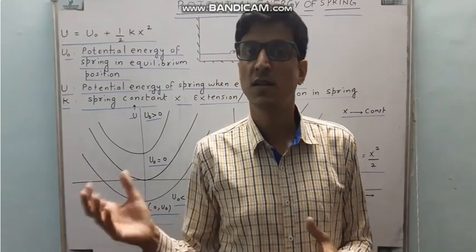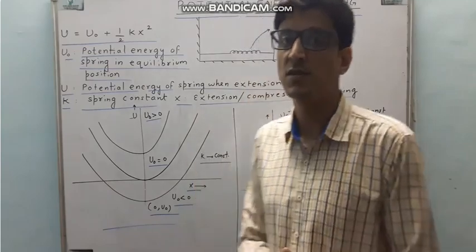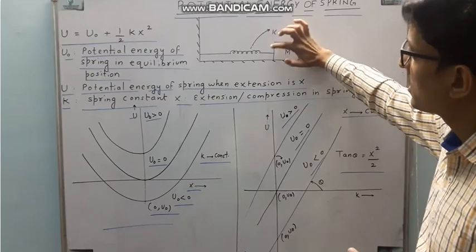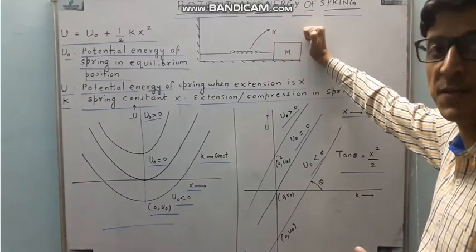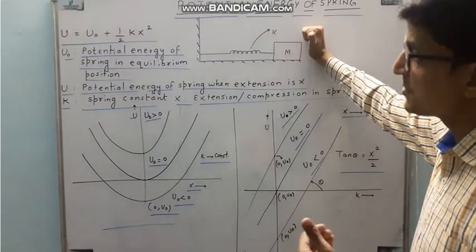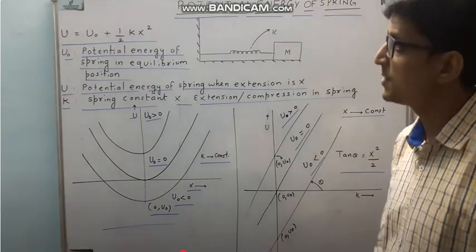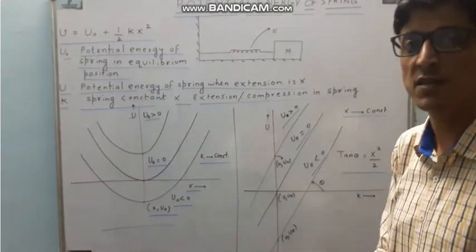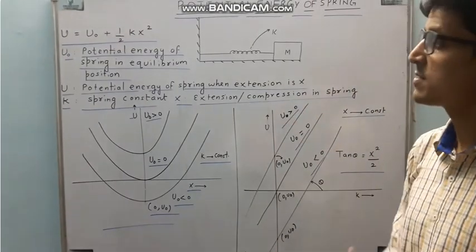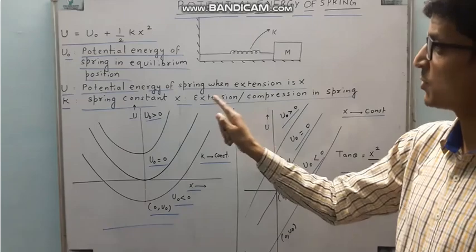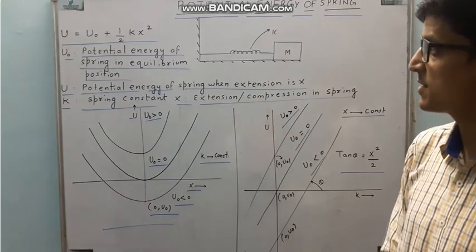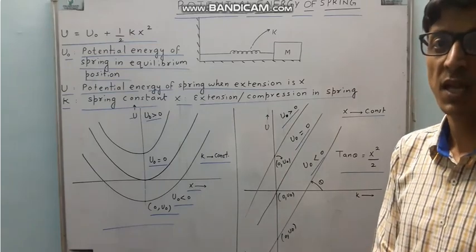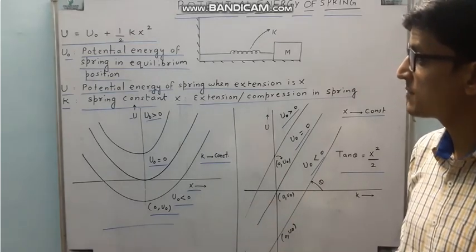So let's now discuss the mathematics of the system. Suppose there is a mass capital M connected to a spring of spring constant K. This potential energy, by proper derivation, comes out to be U equals U0 plus half kx square, where U0 is the potential energy of the system when the system is in equilibrium, U is the potential energy of the spring when the extension is x, K is the spring constant, and x is the extension or compression in the spring. Now let's discuss the graphs.